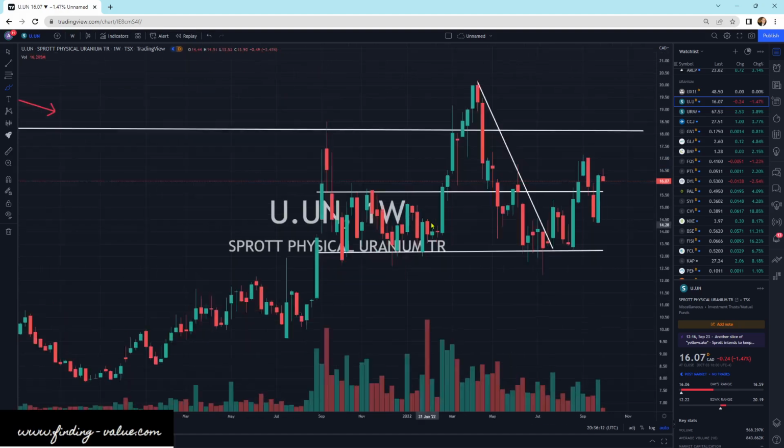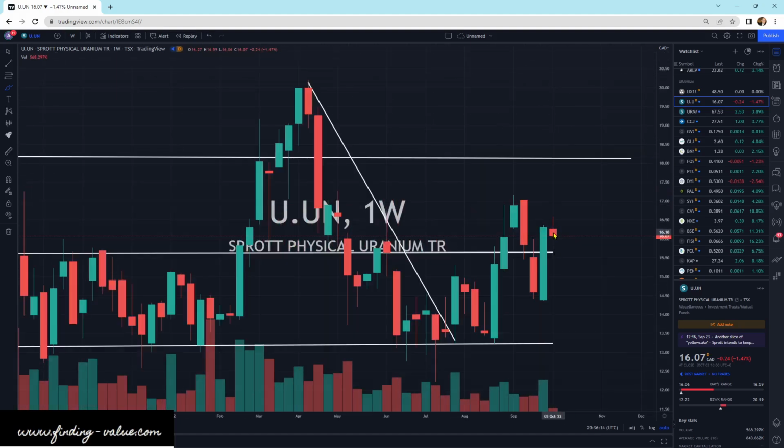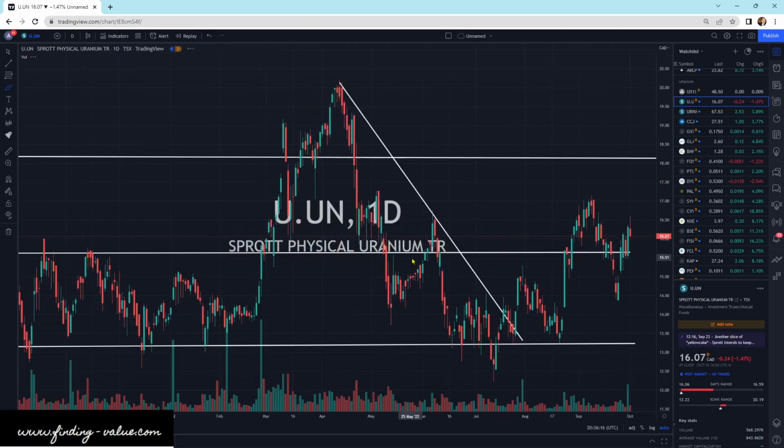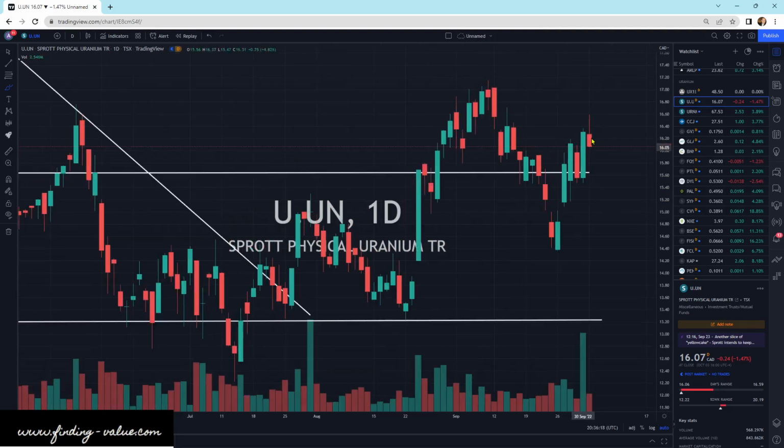We zoom into the weeklies. The weeklies are getting a bloody nose. I like what it looks like. We go into the dailies, and the dailies also have a little bloody nose. That means we've got full alignment on all time frames, at least for the Sprott Physical Uranium Trust. That usually is going to resolve itself higher. We're above support. Good risk-reward area to be looking at uranium companies.